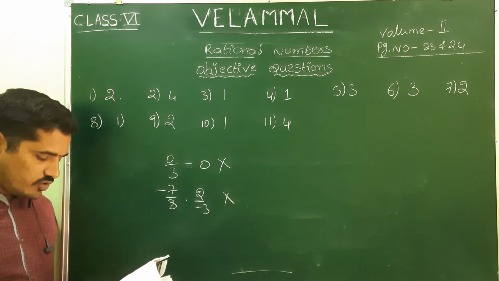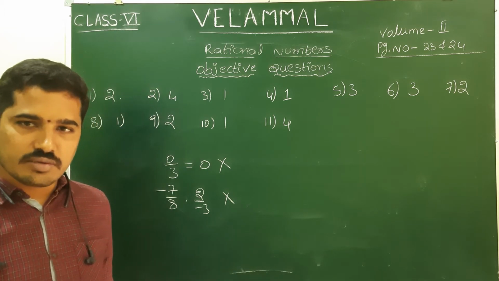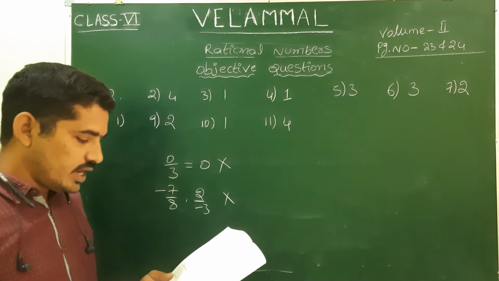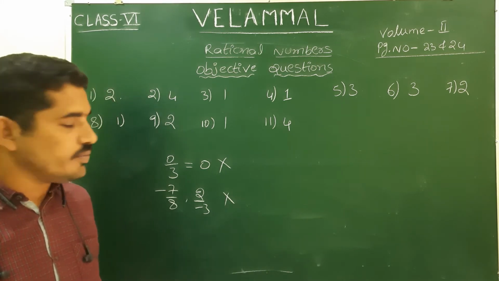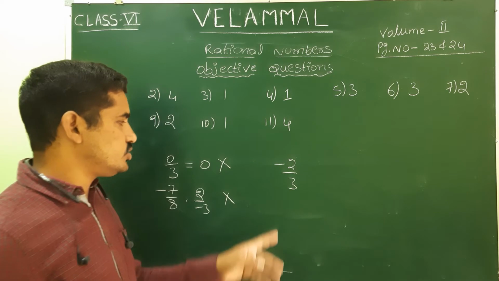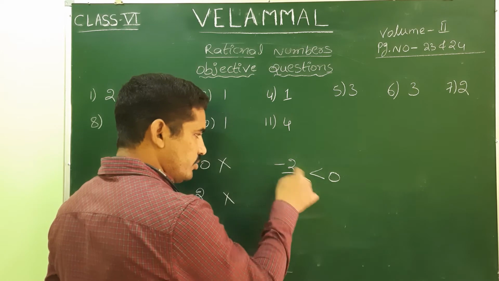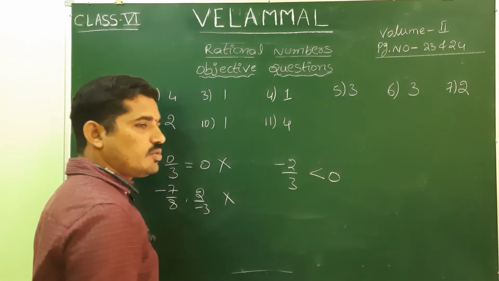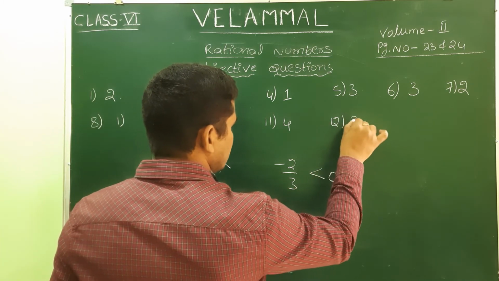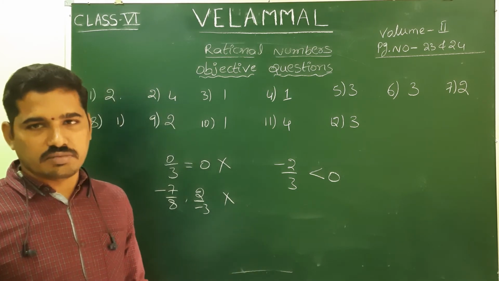Third one, 2 by 3, 4 by 5, 7 by 8 and 9 by 11 are fractions as well as rational numbers. Yes, these are all positive values only, so the third option is correct. And 0 is the smallest rational number. For example, minus 2 by 3 is also a rational number, and it is less than 0. So 0 is not the smallest rational number. So for the 12th question, the third option is correct: all are positive, and they are fractions as well as rational numbers.